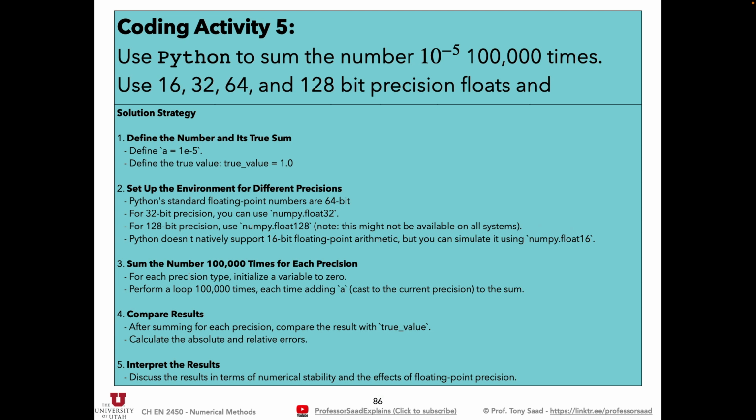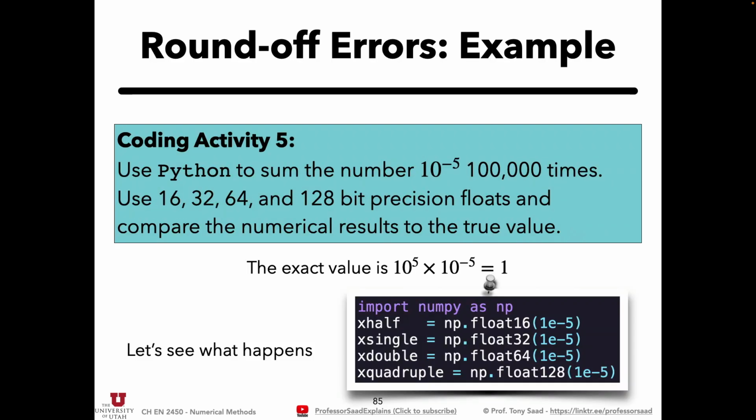Then we will declare different variables, different types in Python, which you can do with NumPy. If I call NumPy float16 and say 10 to the minus 5, it's going to take 1e to the minus 5 and represent it in a 16-bit register. Internally, if 10 to the minus 5 needs 500 bits to be represented, it's going to chop off all of those remaining bits. Same thing for single precision or 32 bits, same thing for 64, same thing for 128.